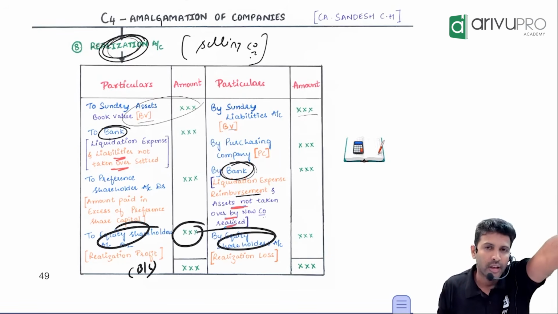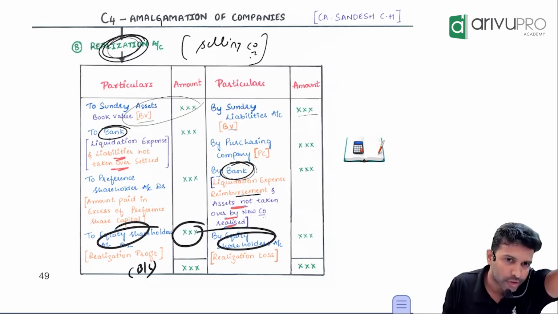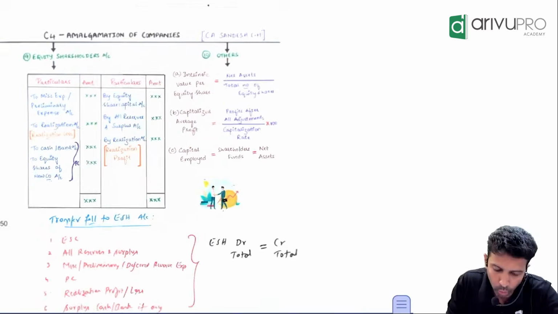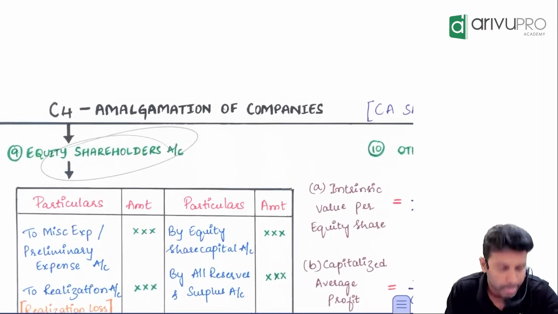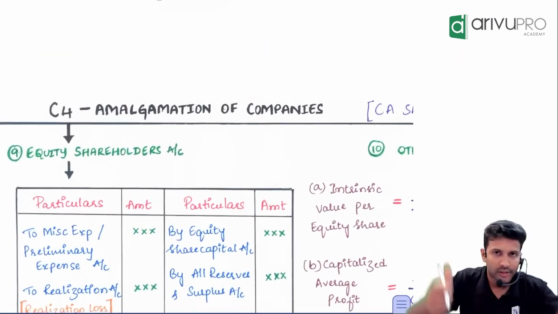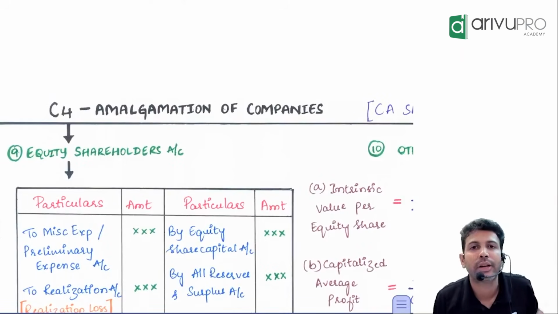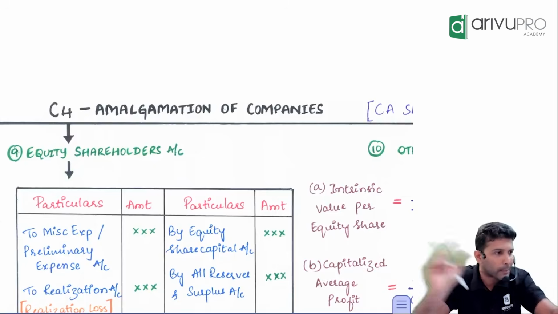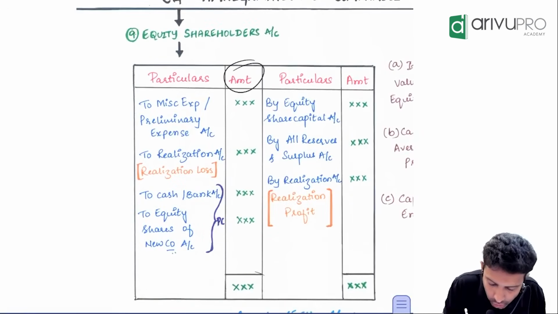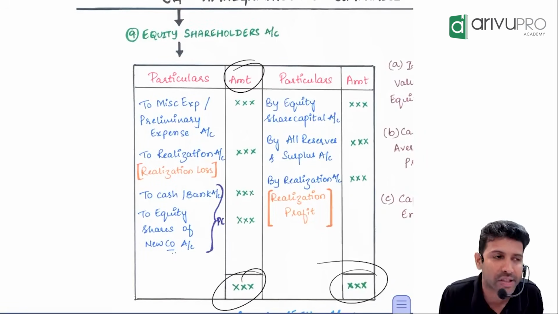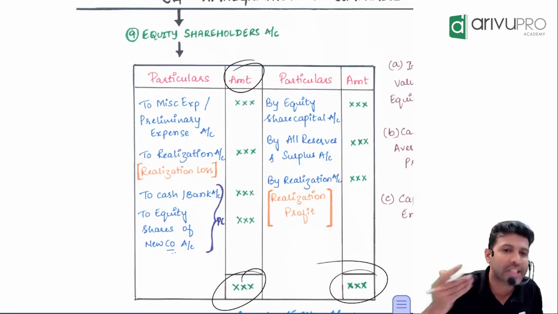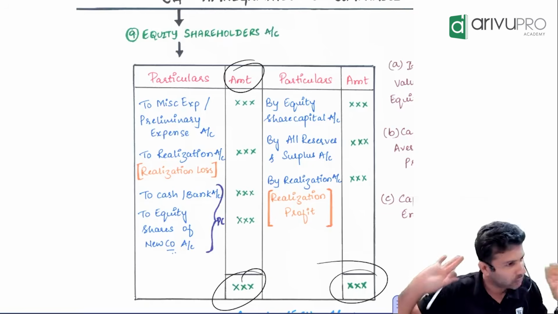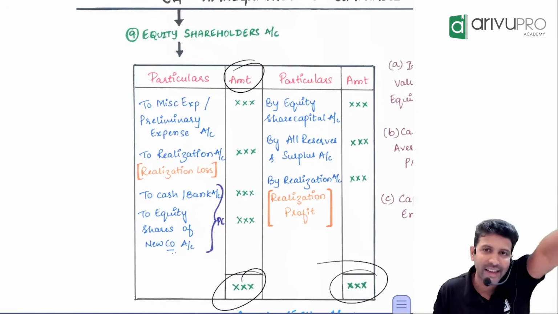Every single ledger account should be closed. Now, one more ledger is open called equity shareholders. Six components you have to transfer to the equity shareholders account, and that particular account should get balanced. Meaning debit side total and credit side total should match. If it doesn't match, you have done something wrong. Recheck. That way you will get to know whether you are in the right direction or wrong.